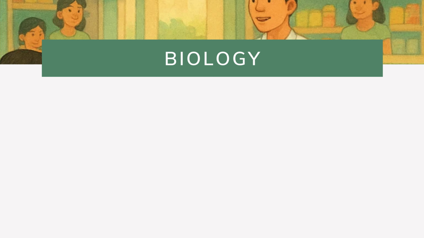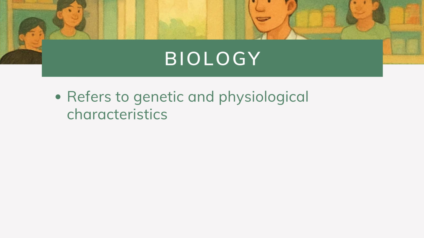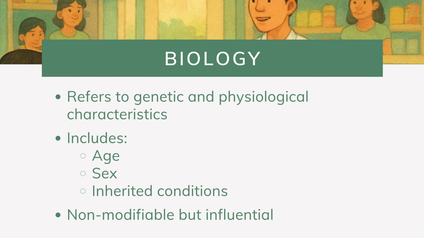Let us start with the biological determinants. This refers to our genetic and physiological characteristics. These are the things we are born with or develop naturally as we age. This includes age. As people grow older, they become more prone to non communicable diseases like hypertension, arthritis, or even cognitive decline.